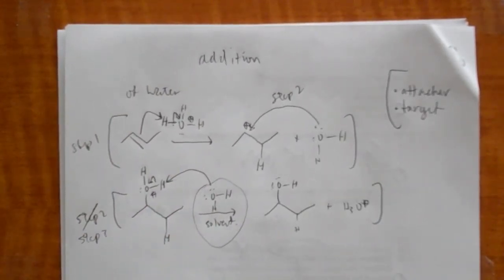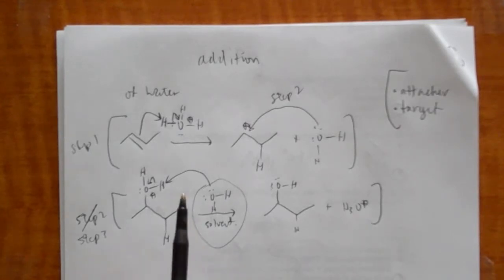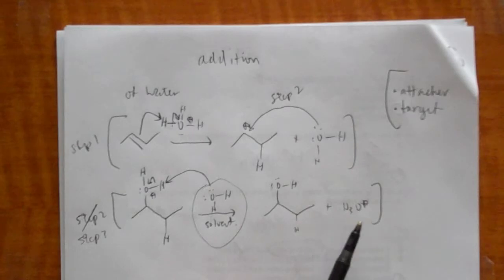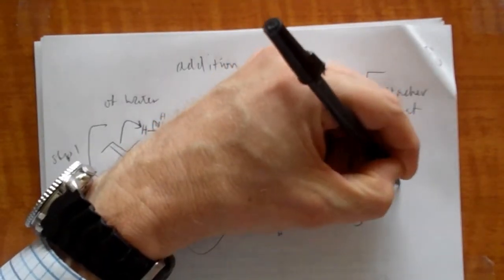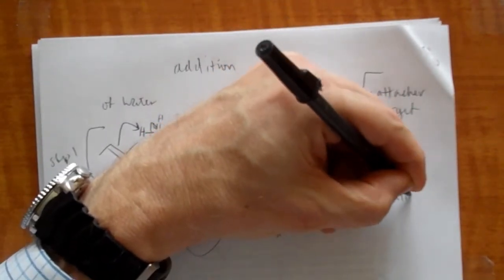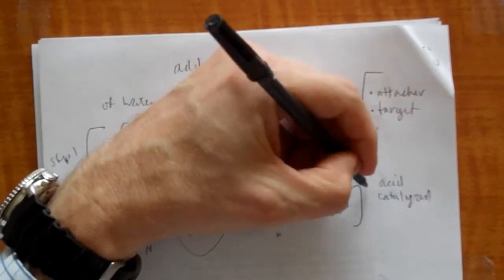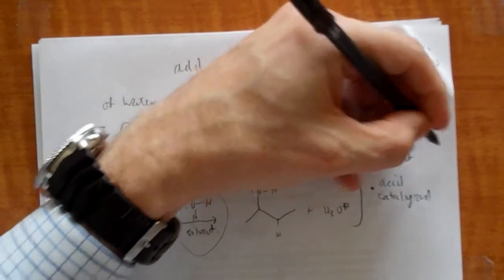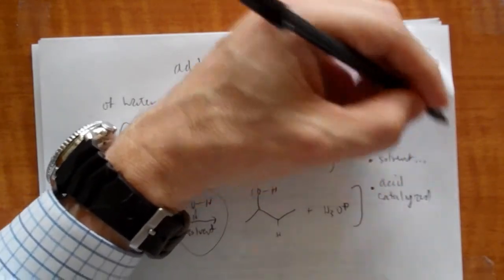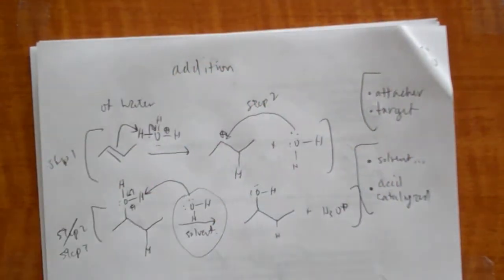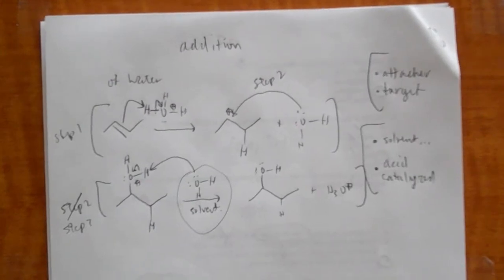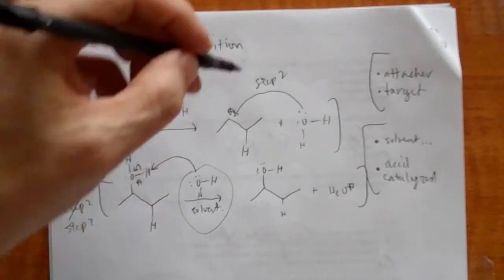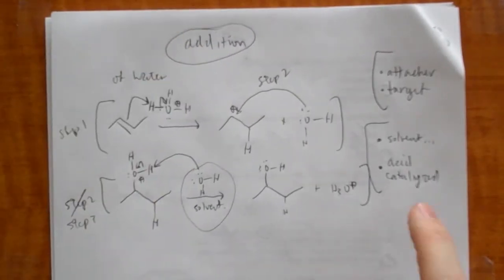And then another thing that I want to point out is that this was acid catalyzed. So we started out with a hydronium ion, and we ended up with a hydronium ion because it was acid catalyzed. So the two things I want to point out here are: solvent means that we have water molecules wherever we want, right? Sometimes they come in when you didn't expect them. And the other thing is that it's acid catalyzed.